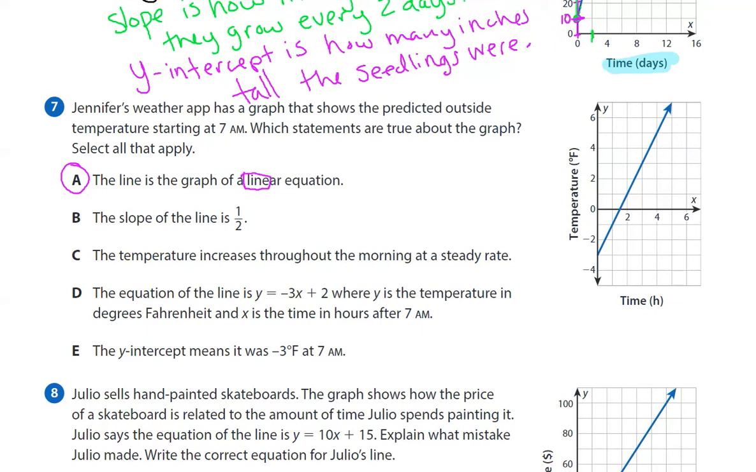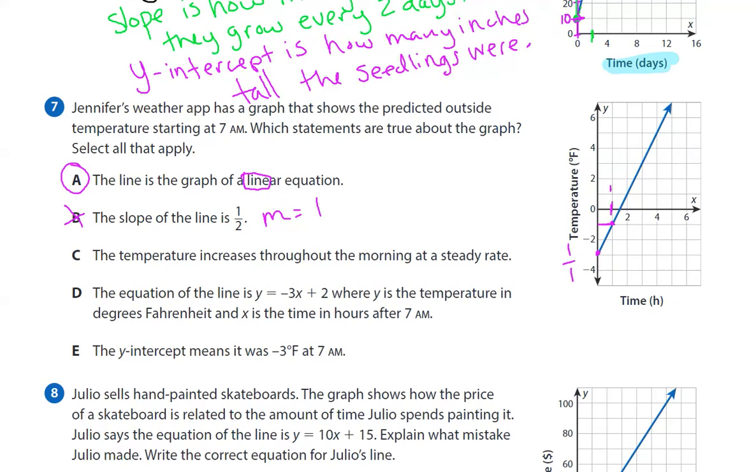B. The slope of the line is 1 over 2. Let's see, what is the slope? We're starting at -3. Well, it doesn't matter where we're starting. But we're going to go from -3 to 1, so we're going to go up 1. And then we're going to go over, this is 1. So up 1 over 1. So no. Nope. Slope is 1. Because it's 1 over 1. 1 over 1 is 1.